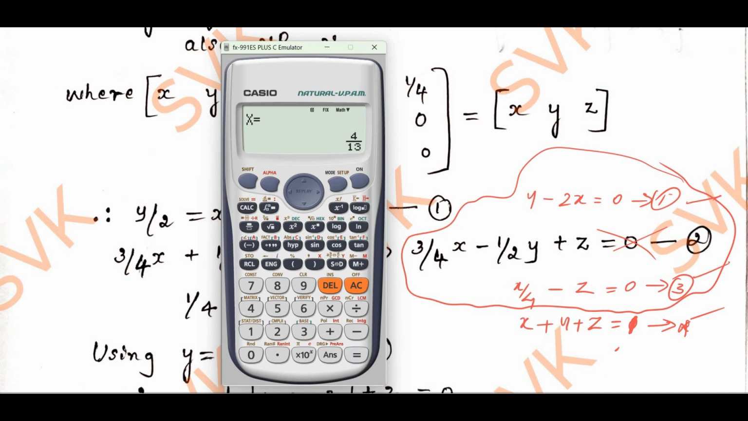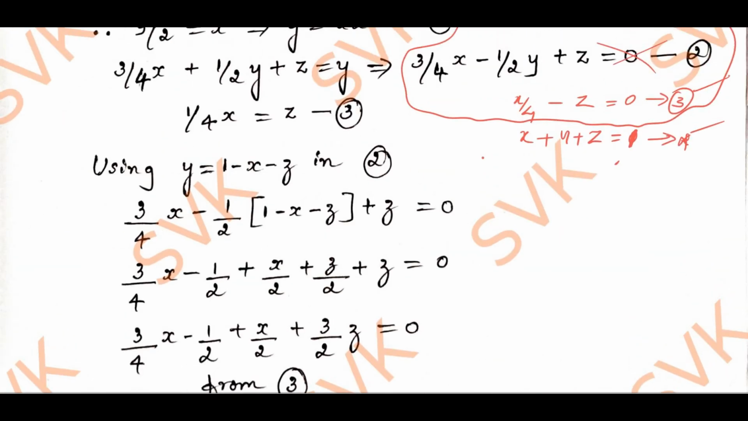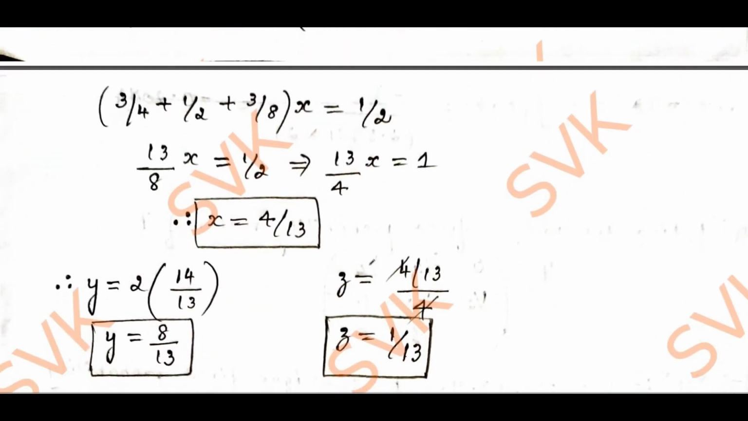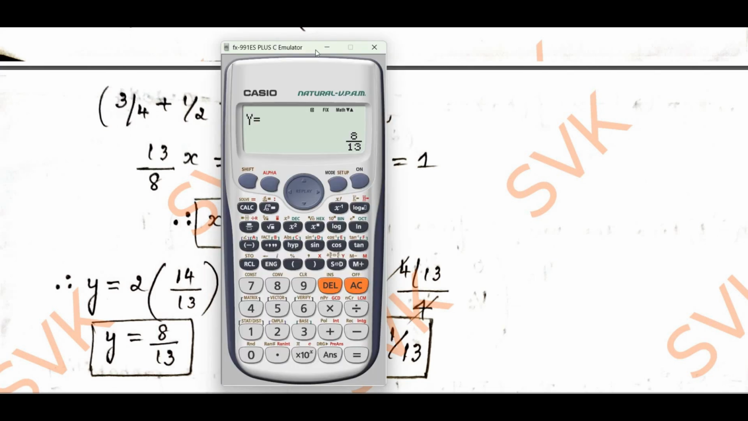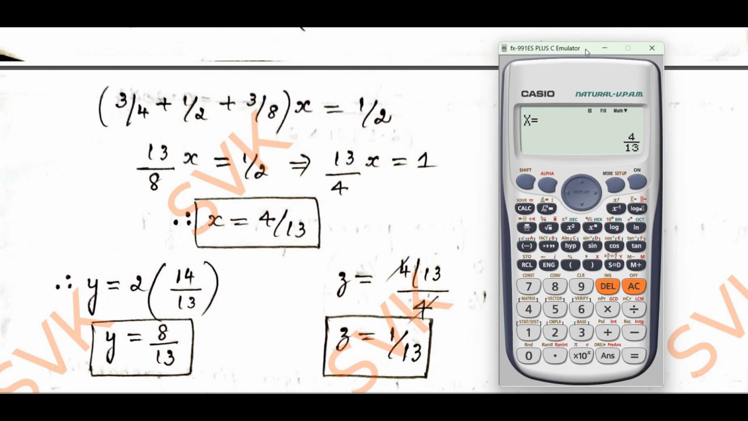Now I am going to get the value of x. You can verify here, but there is no need of solving these things in your examination. Directly you can write down the x, y, z values. So we got the values: x is 4 by 13, y is 8 by 13, z is 1 by 13. This is the shortcut to solve any unique fixed probability or Markov chain problem.